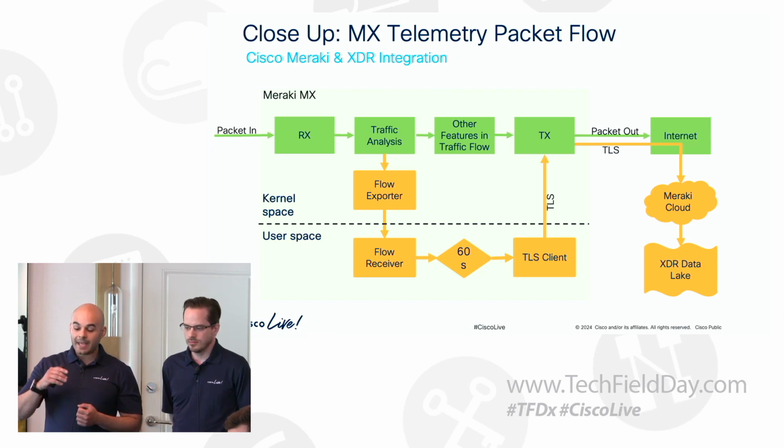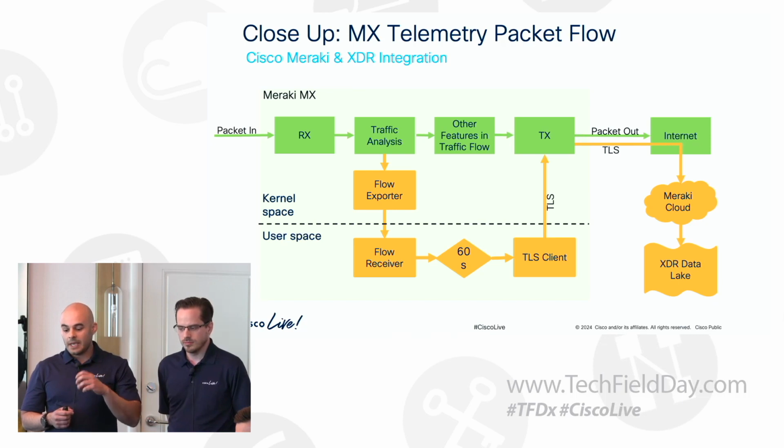Now, when that packet passes through that second part, the traffic analysis piece, we'll collect that flow in the kernel, and then copy it over to user space. In user space, we have an application that's handling both TLS as well as the collection of those flows, and it's encrypting it. About every 60 seconds, it'll send it out to our cloud, and then we send it over to XDR.